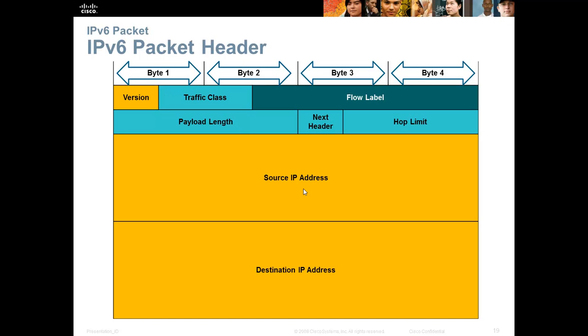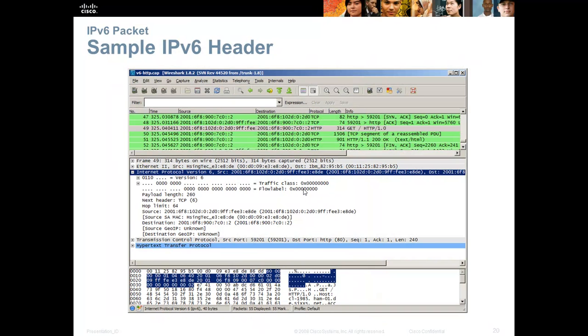The main things I would like you to know about with the IP version 6 header is the source IP address and destination IP address, and then also the version. Here is an IP version 6 header that's been sniffed on the network through Wireshark. We can see here that the version is 6. Here we can see what an IP version 6 address looks like. Notice it's in hexadecimal and it's 128 bits long compared to the 32 bits in length of an IP version 4 header.